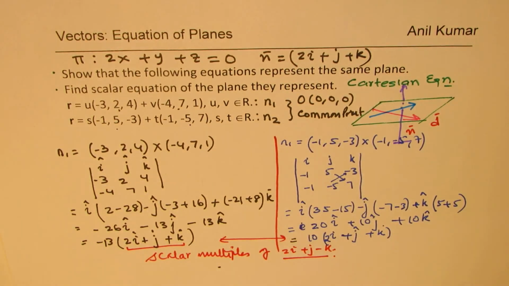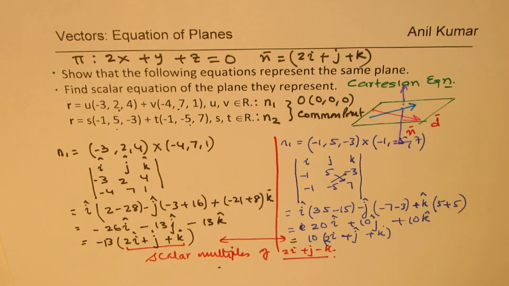Does it make sense to you? So that is how we can get the equation in the Cartesian form. And this equation is common for both. They are the same planes. So I hope that makes sense.